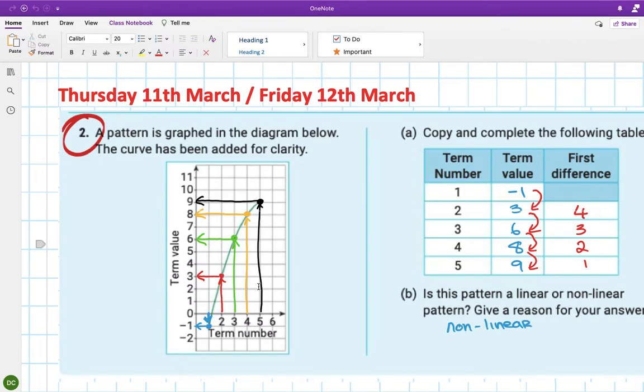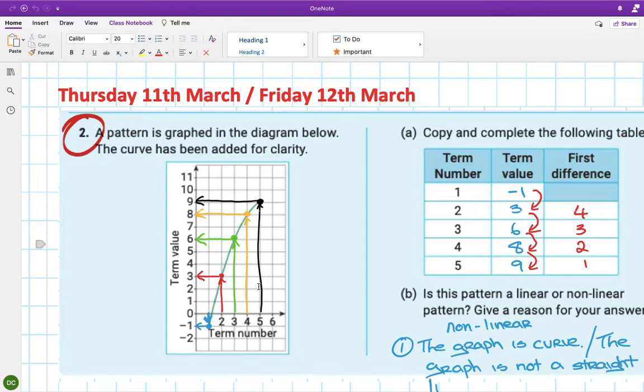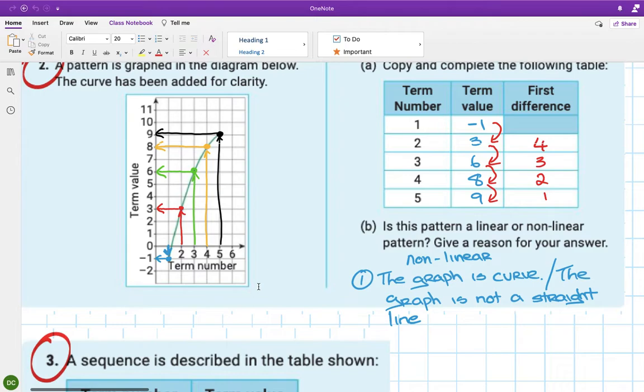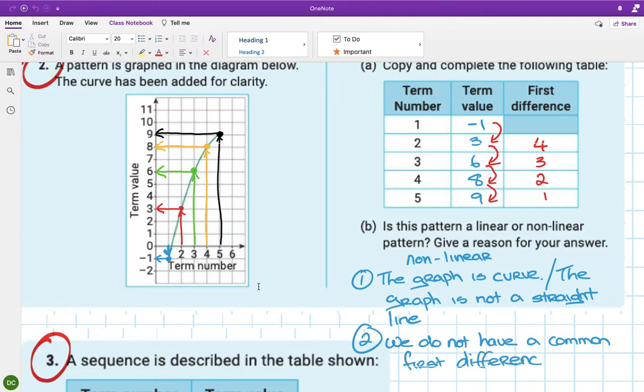Okay, and again, you only need one reason, but the two reasons are: the graph is curved, or you could say the graph is not a straight line. And the second reason is we do not have a common first difference. Yeah?